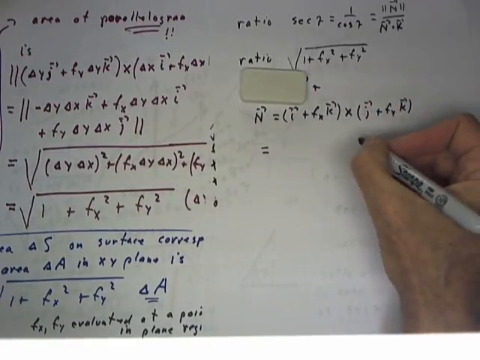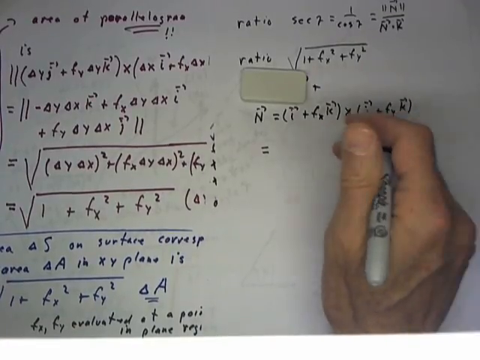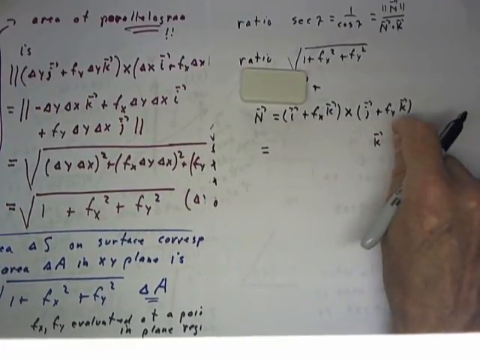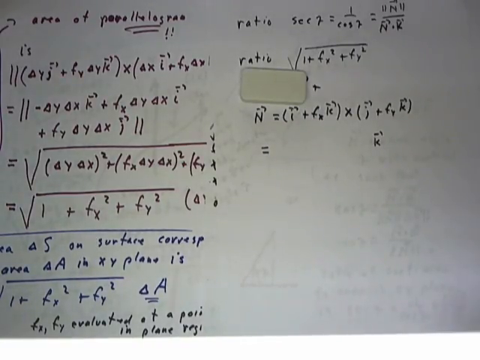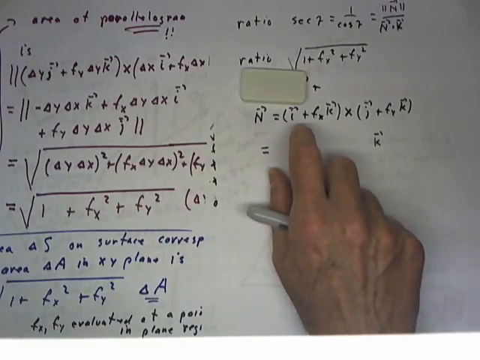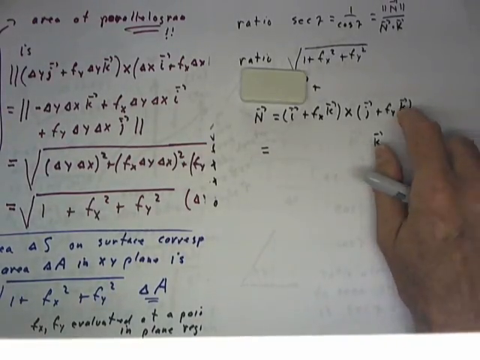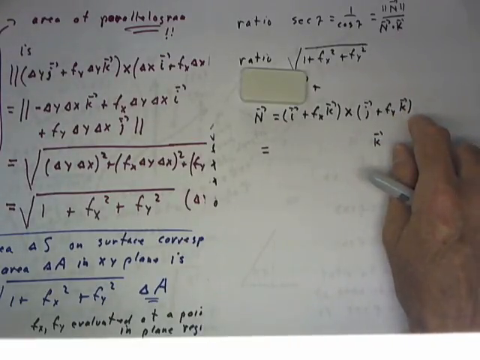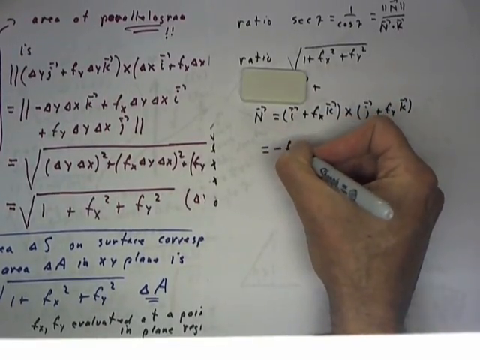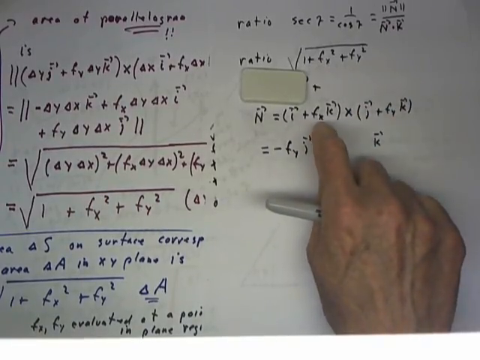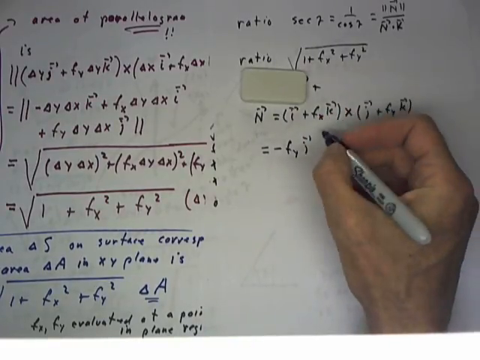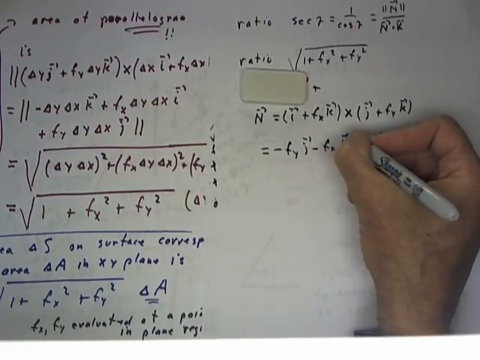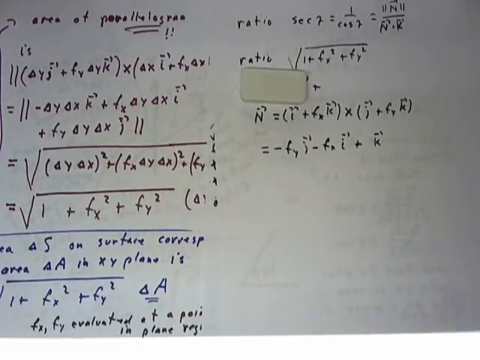So here's our normal vector, and that's easy enough to calculate. We're doing this crossed with this using the distributive law. i cross j is k, so we're going to get k. i cross k is negative j, so that's minus fy j, and k cross j is negative i, so we have negative fx times i, plus k. So here's our normal vector.